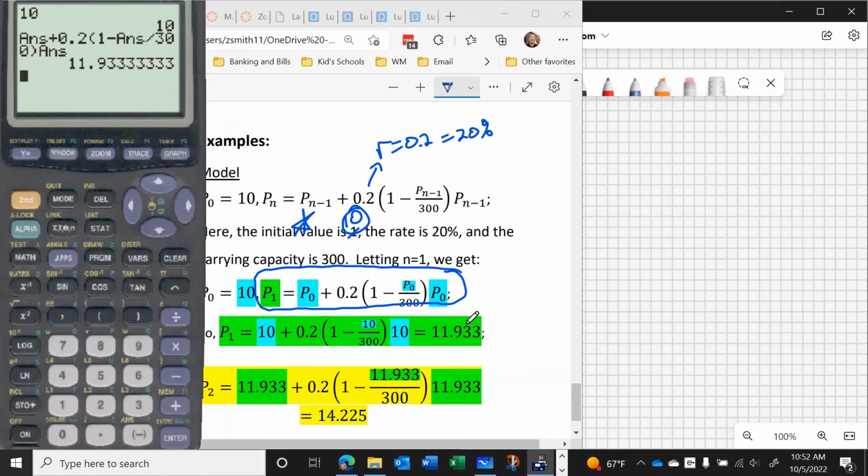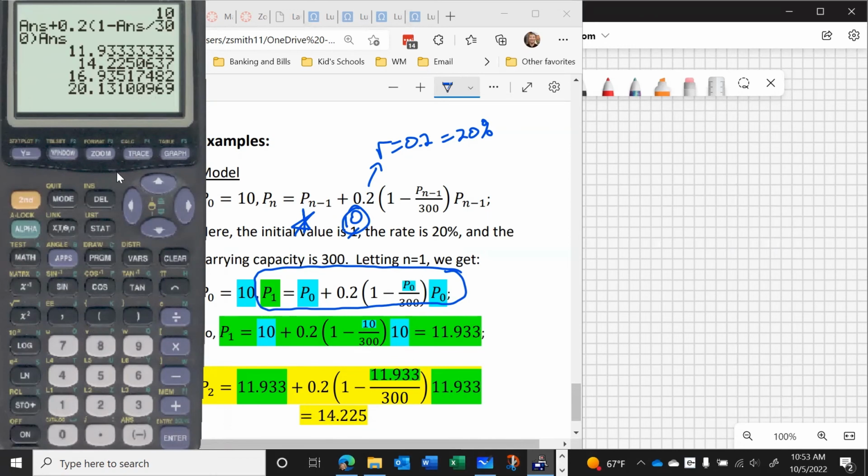Here's the beauty of using the answer button like this for the recursive definitions. All I have to do is hit enter, and it'll plug this value into the previous formula, and that will be what we see in this yellow block. And if I hit enter again, then it'll plug in this value into the formula. And this is a very simple way that you can use the calculator to get this recursive definition of logistic growth. Now the carrying capacity was 300.